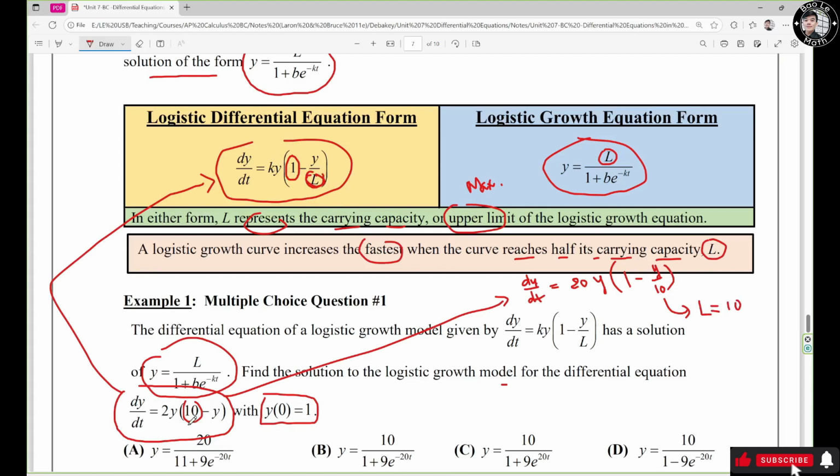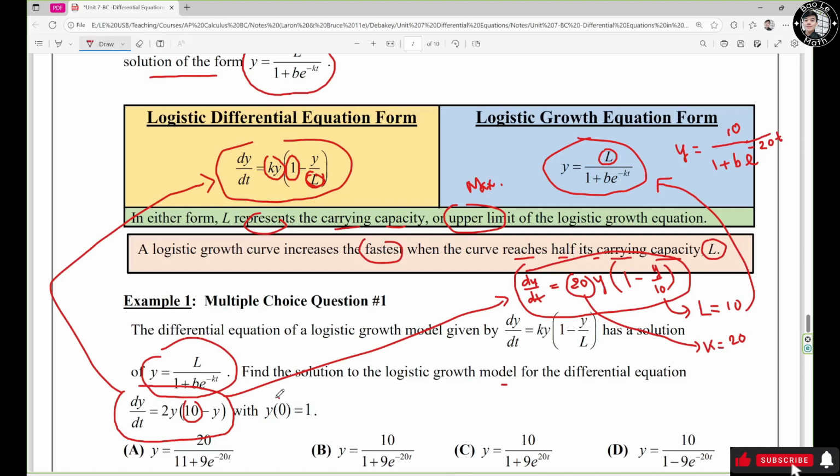And from this equation right here, I can conclude that k equals 20. Right? Look at this one right here. ky, this is 20y, so k equals 20, right? So I substitute this guy over here. So I have y equals 10 over 1 plus b times e raised to the negative 20t, right?